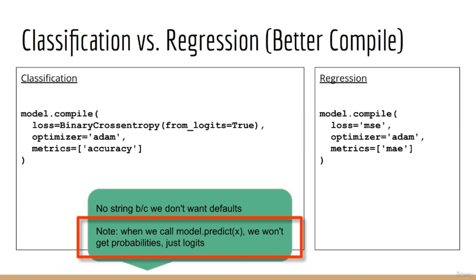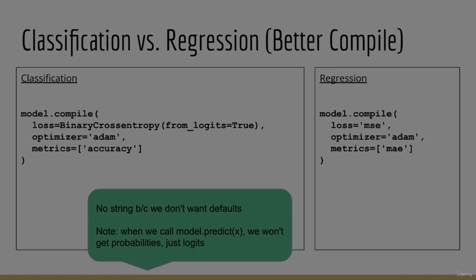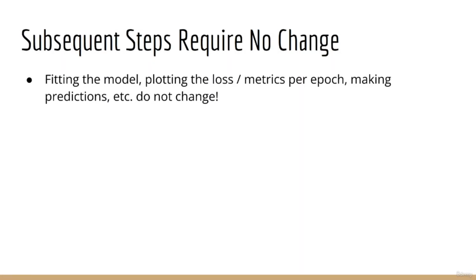So when we use this method, one minor difference is that when we call model.predict, we will get these logits, which can be any value, instead of probabilities, which can only be between 0 and 1. Finally, it's worth mentioning that all the subsequent steps, such as calling the fit method, plotting the metrics over each epoch, and making predictions, all remain the same as before. So these steps require no changes.